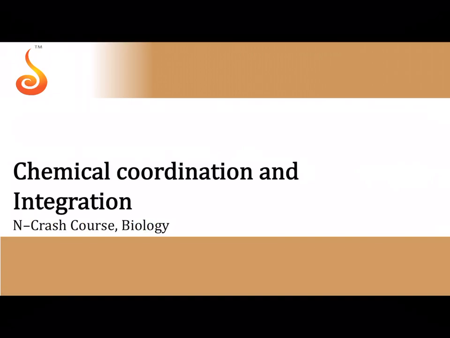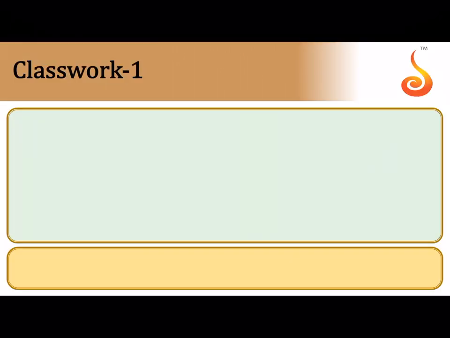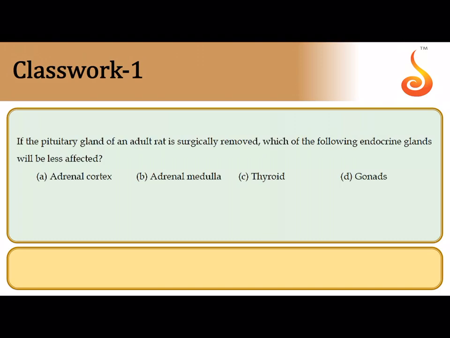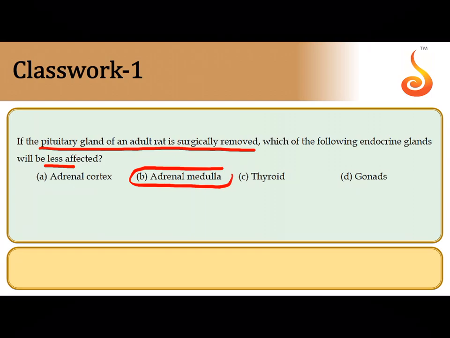Now let us move on to the chapter chemical coordination and integration. We shall go through questions from this chapter as well. If the pituitary gland of an adult rat is surgically removed, they are asking which of the endocrine glands is less affected. You have to think which among the following glands is not directly under the influence of the pituitary gland. You will get the answer, because adrenal medulla is not under the control of either posterior pituitary or anterior pituitary. So adrenal medullary function will be less affected if you remove the pituitary gland surgically.